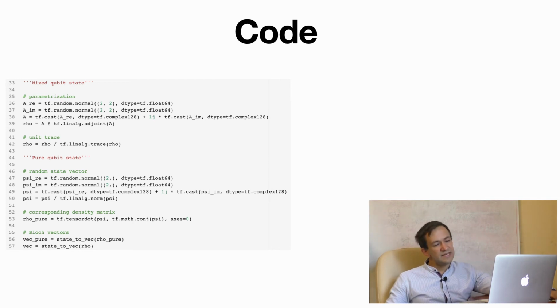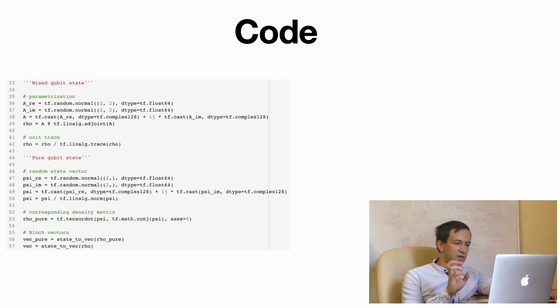Let's note that the set of all possible density matrices forms a ball of unit radius. The sphere, the surface of that ball, is a surface where all pure states lie.